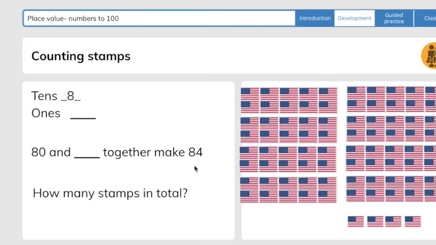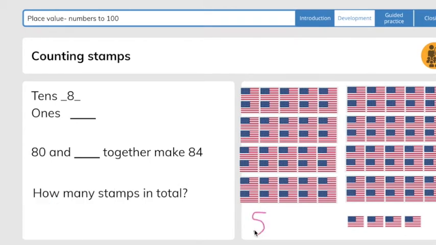Okay, so now let's count stamps. And these are just like our tens frames. We have 10 flags per group, okay? So let's count these. Ready? 10, 20, 30, 40, 50, 60, 70, 80, 81, 82, 83, 84. So how many do we have total?